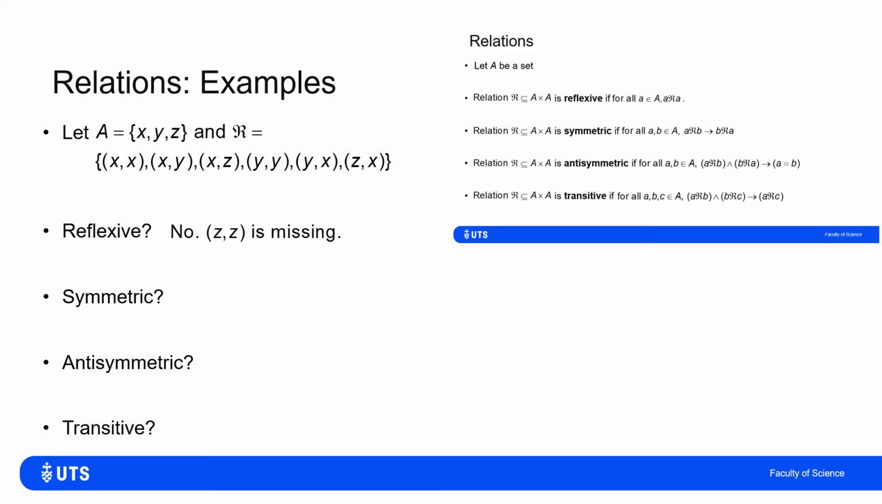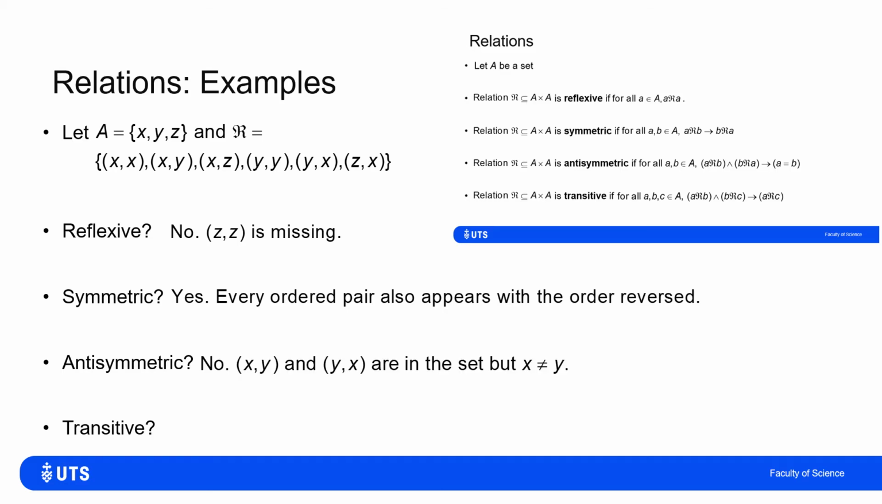How about symmetry? Well, every time I pick two different elements, x, y, I've also got yx in there. If I pick xz, I've also got zx in there. So because every ordered pair also appears with the order reversed, then it's symmetric, and trivially xx and yy don't break the symmetry. What about anti-symmetry? Well, no, because I've got xy in there, and I've got yx in there. But xy and yx both being in there, where x is not the same as y, tells us that it's not anti-symmetric.